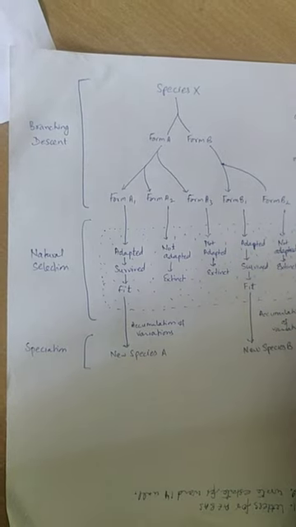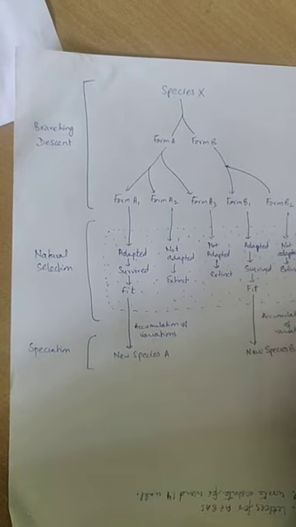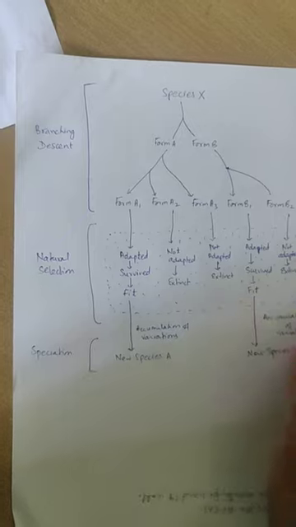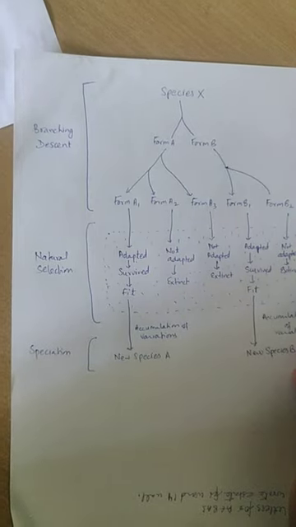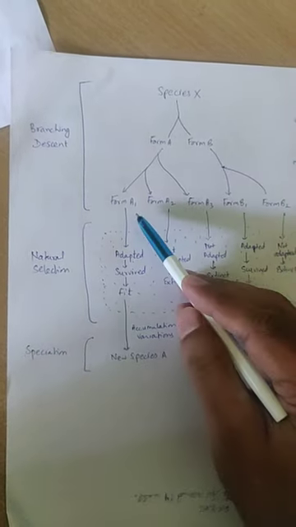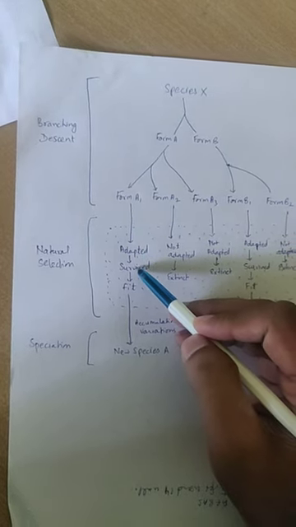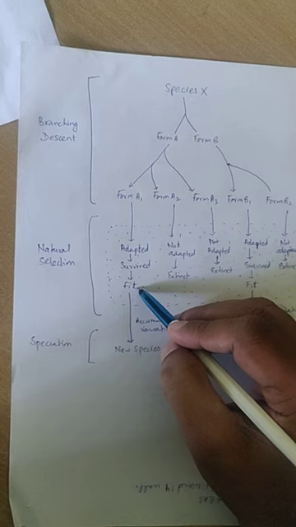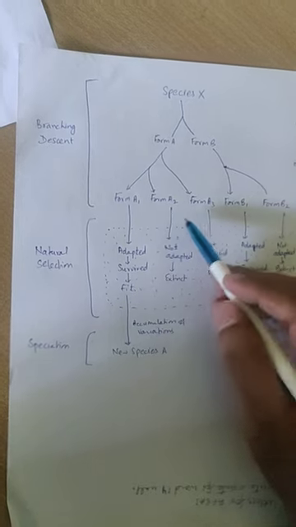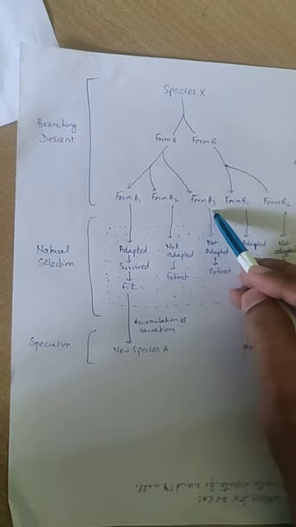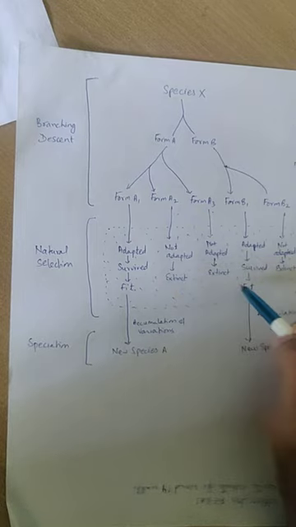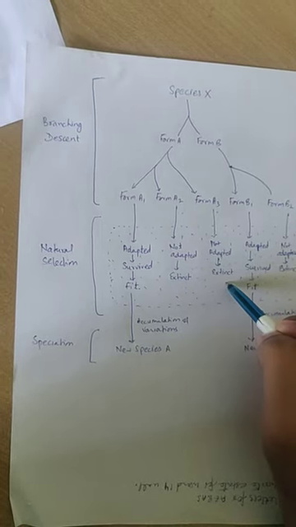Now suppose there is an environment change and a new environment, which is shown by this dotted box, is coming there. Let us see form A1. This adapts and so survives and so is considered as fit. Whereas form A2, form A3, these are not adapted to this new environment and they become extinct.